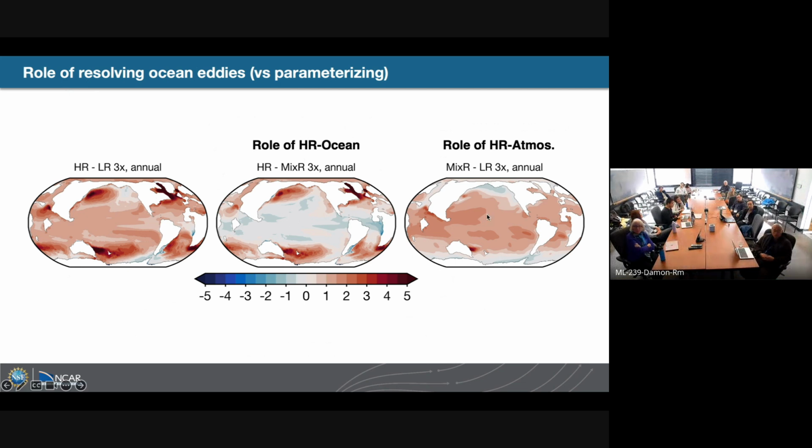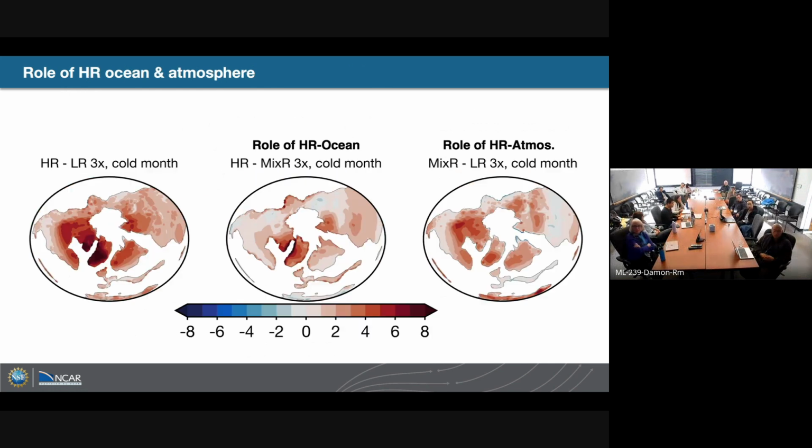And it's also very interesting, you can see that the high resolution atmosphere also gives us additional warming, and it broadly covers the mid latitude and the tropics. It does not have a lot of spatial structure. And currently, I don't have a good explanation about what's going on in the high resolution atmosphere.